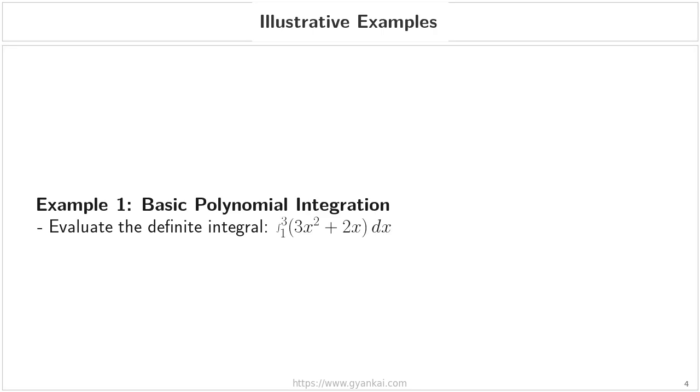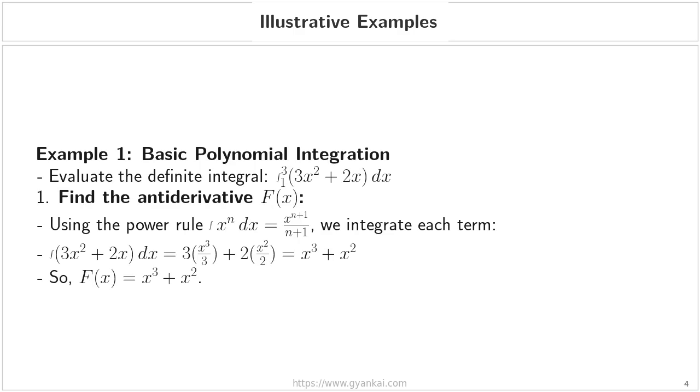Okay, let's move on to our first example. This will really solidify the two steps we just discussed. Here on the slide, we're asked to evaluate the definite integral of 3x squared plus 2x, with the limits of integration being from 1 to 3. So, we have the integral from 1 to 3 of 3x squared plus 2x with respect to x. That's what the dx signifies.